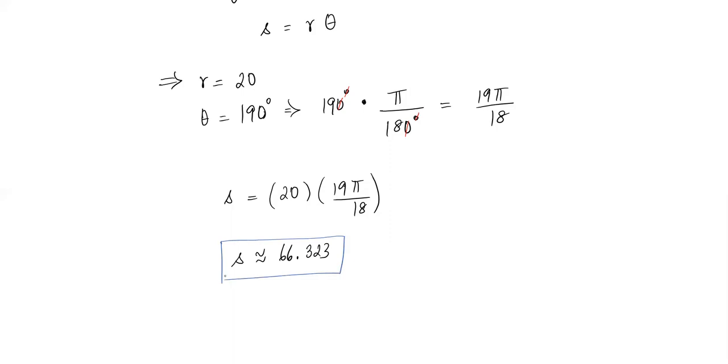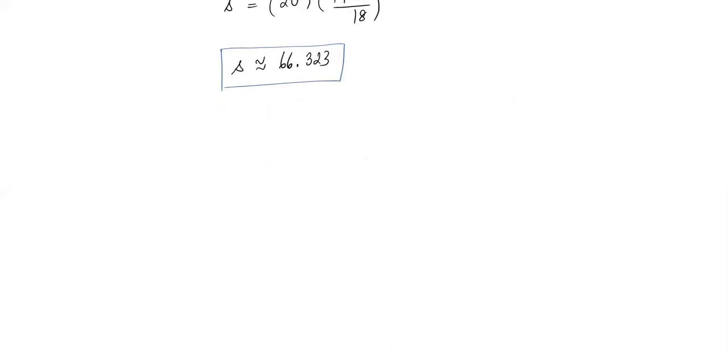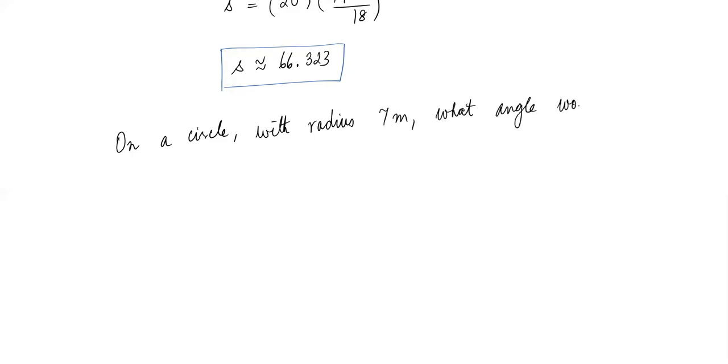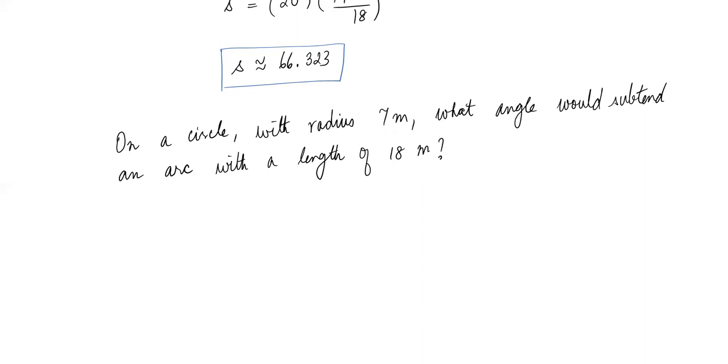Now they could give you other details, like arc length and theta and ask you to find the radius, or they could give you arc length and radius and ask you to find theta. That's also possible because of the relation. Here's the next question. On a circle with radius 7 meters, what angle would subtend an arc with a length of 18 meters? And we have to give our answer in degrees and round it to the nearest hundredth. So give your answer.